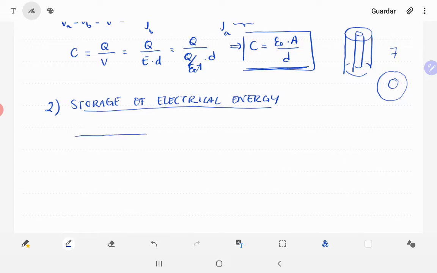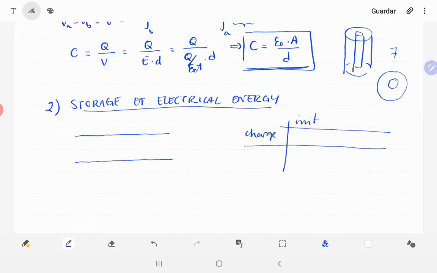In a parallel capacitor, if we want to charge it, we can begin by having no charge initially, and then at some time t we might have some charge on it, and then at the end we might have a whole charge. We're going to denote that by big Q. So there's going to be a difference of potential. Let's call it VA minus VB, where this is A, this is B.